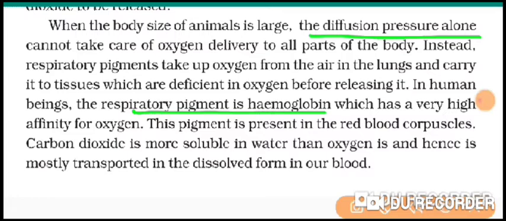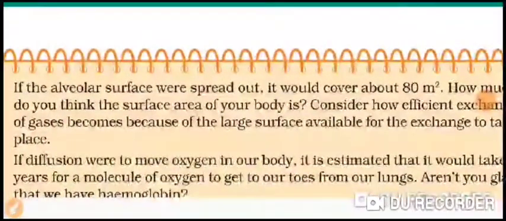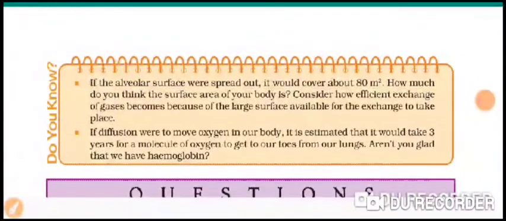Affinity means attraction towards oxygen. Is that point clear? And carbon dioxide is more soluble in water than oxygen, and hence it can be transported in the dissolved form in our blood. Is that clear? So in the Do You Know section, it is given that your alveolar surface covers about 80 square meters. Is that point clear? So the diffusion takes place more effectively.